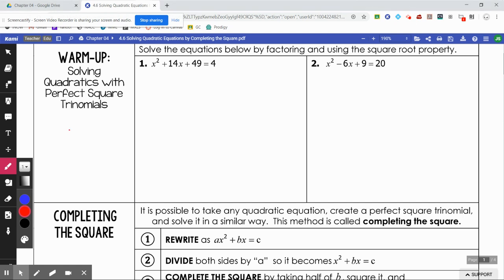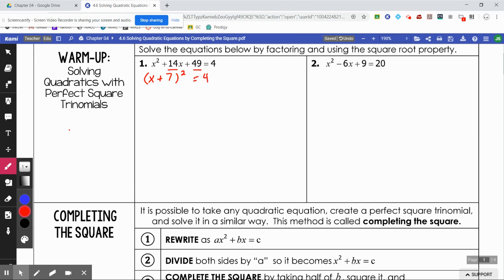If you can take the b term, take half of it, and square it, which would be 7 times 7, which is 49, and that's equal to this times this, then therefore this is a perfect square trinomial. What that means is when we go to factor this, we're going to get x times x, and what adds and multiplies will be a positive 7 and a positive 7, so we could just write it as x plus 7 squared. So that's a perfect square trinomial.